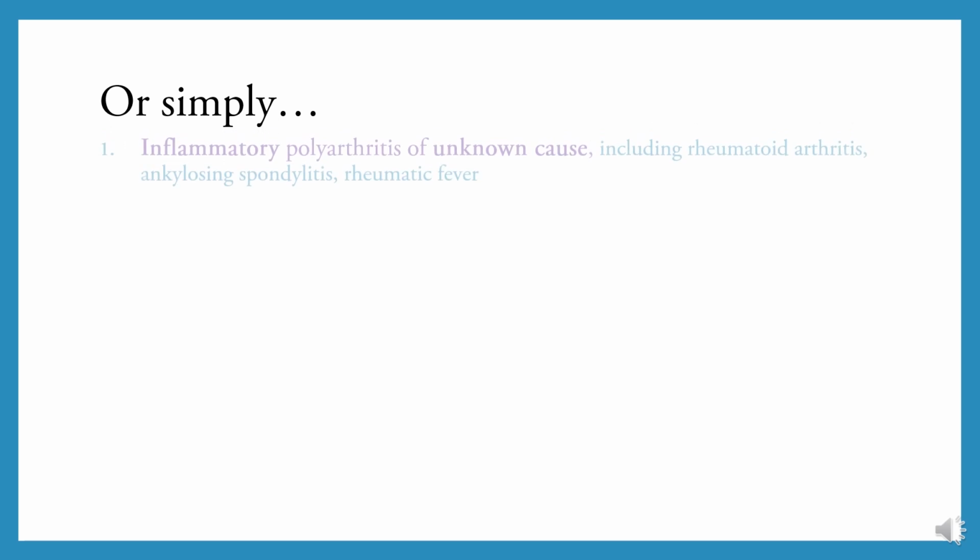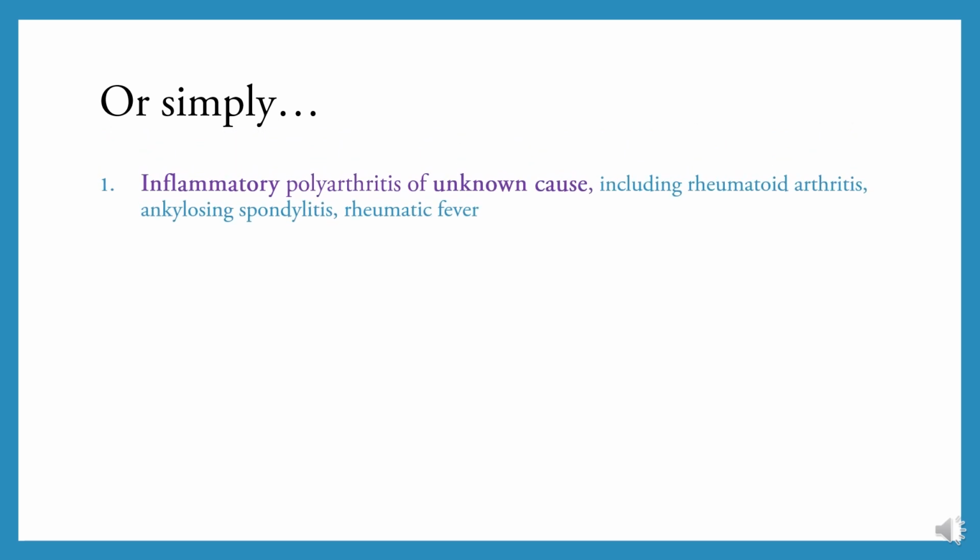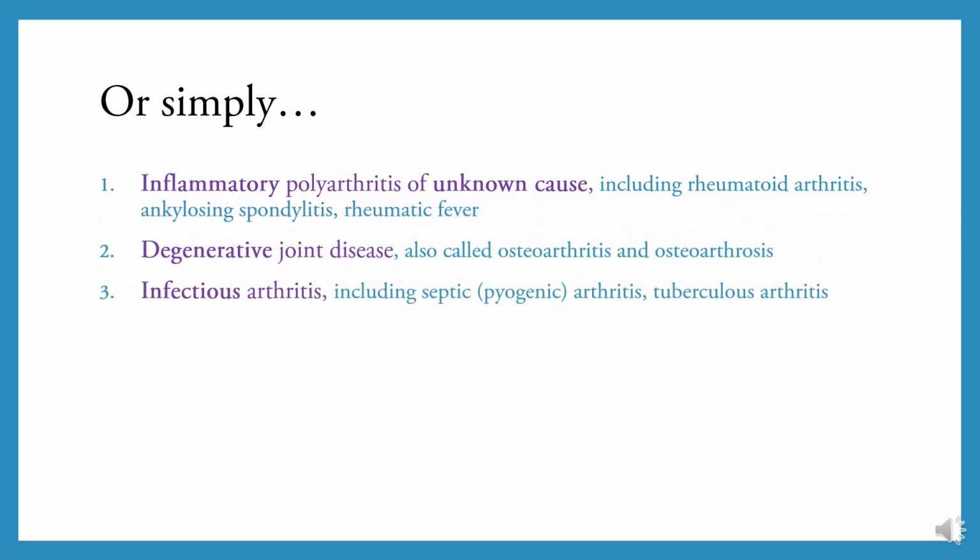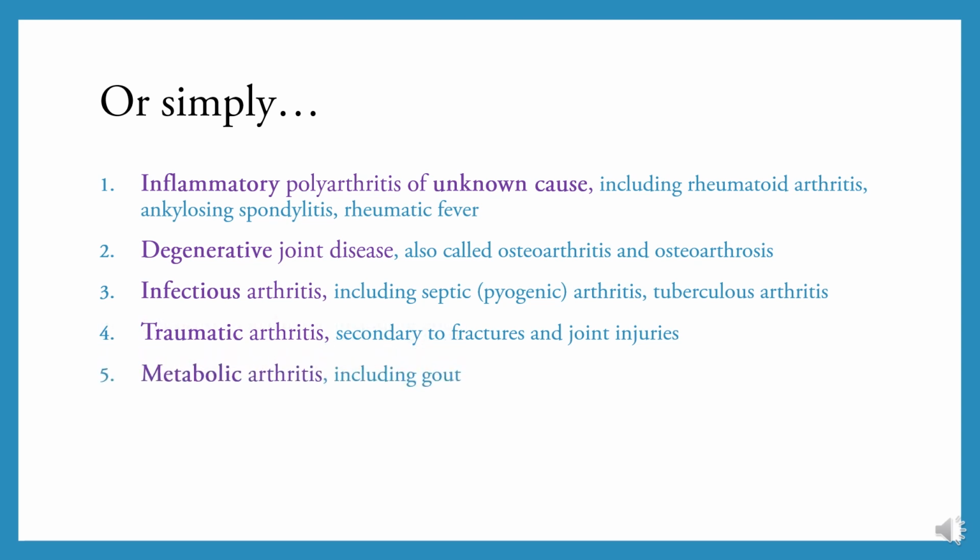Or simply, first is inflammatory polyarthritis of unknown cause. Second is degenerative joint disease. Third is infectious arthritis. Fourth is traumatic arthritis. Fifth is metabolic arthritis.